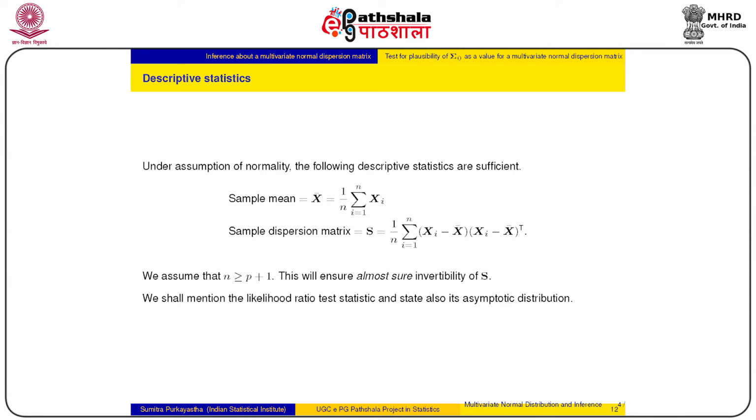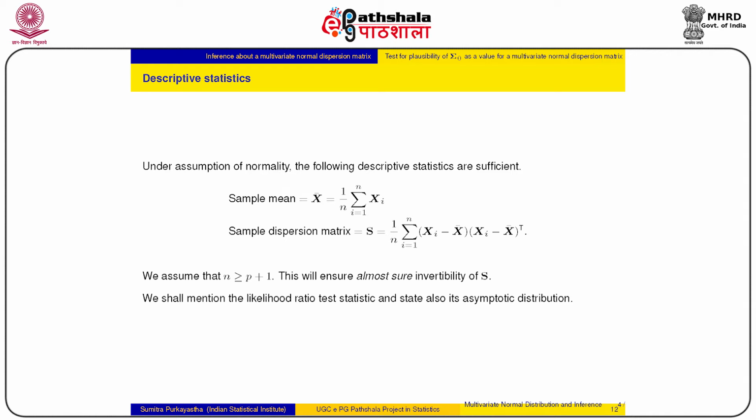So let's ask ourselves what we have done so far. We have talked about descriptive statistics, maximum likelihood estimates, and so on and so forth. So what are the descriptive statistics in this case? Under assumption of normality, the following descriptive statistics are sufficient. What are the objects? First is sample mean x bar, and then sample dispersion matrix, which is denoted by S, and multiplicative factor is 1 by n. So we can see the expression for sample dispersion matrix. We also assume in particular that n is at least p plus 1. This is to guarantee almost sure invertibility of the matrix S.